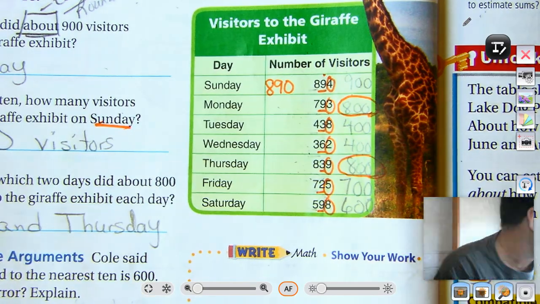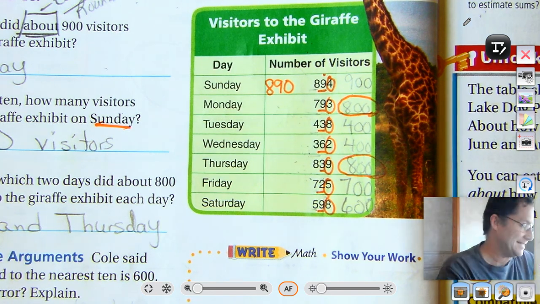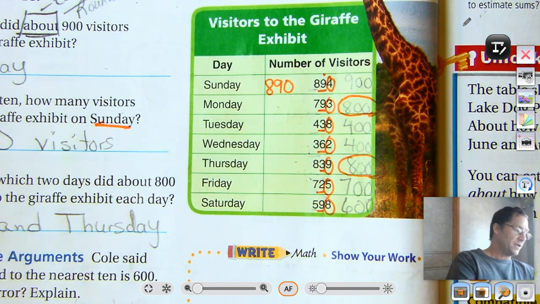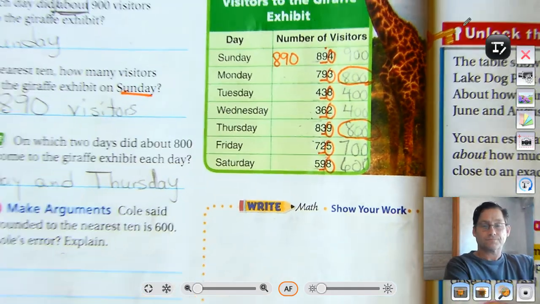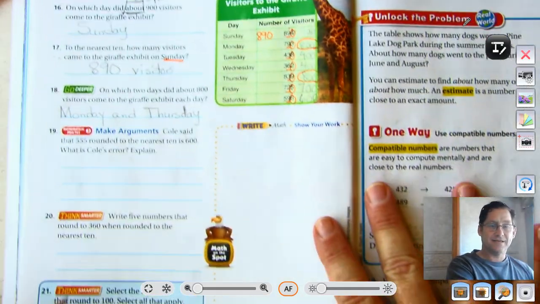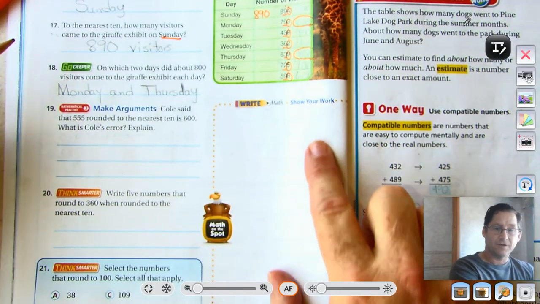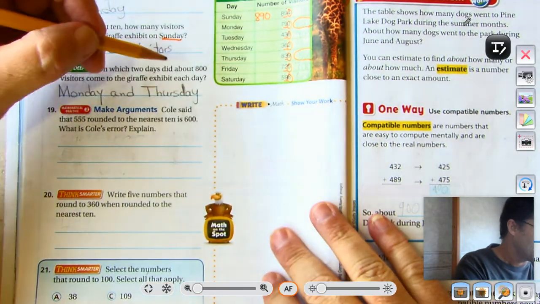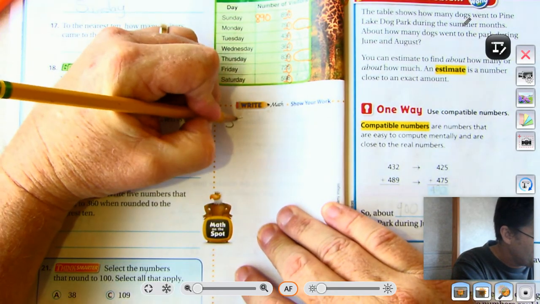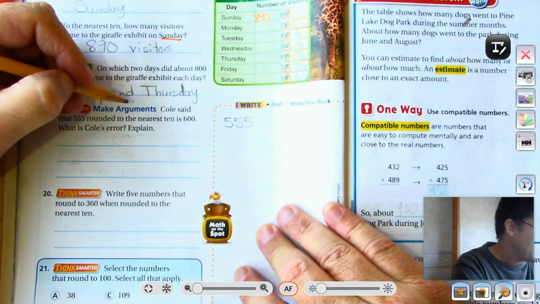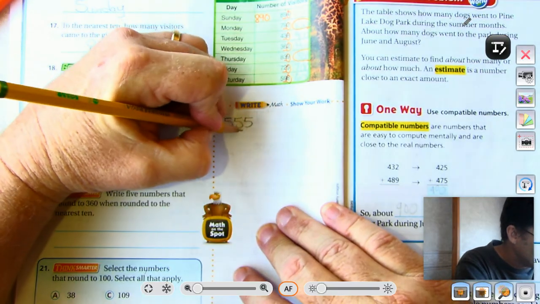Cole said that 555 rounded to the nearest 10 is 600. What is Cole's error? All right, so let's do number 19. Let's use the space on the right-hand side, where it says write math, show your work. And we got 555, and we're supposed to round it to the nearest 10.